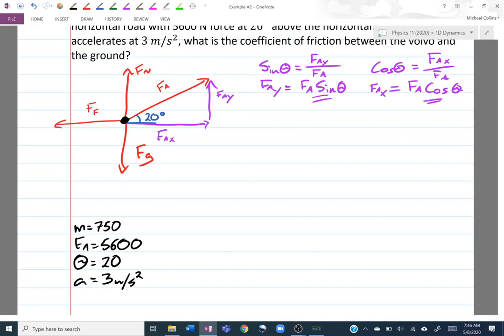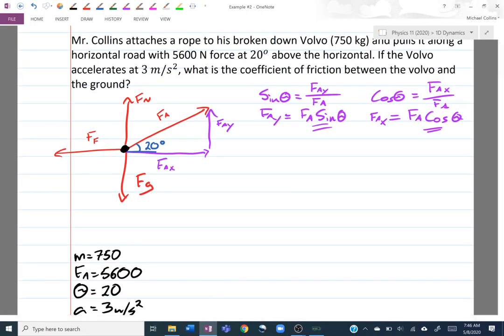Newton's second law, we can apply it to either the x-plane or the y-plane again. Coefficient of friction makes me think, hey, I'm going to look at the x-plane first. I have two forces in my x-plane. I'm going to call to the right positive, which means I have a positive Fax and a negative Ff, and that is equal to Max.